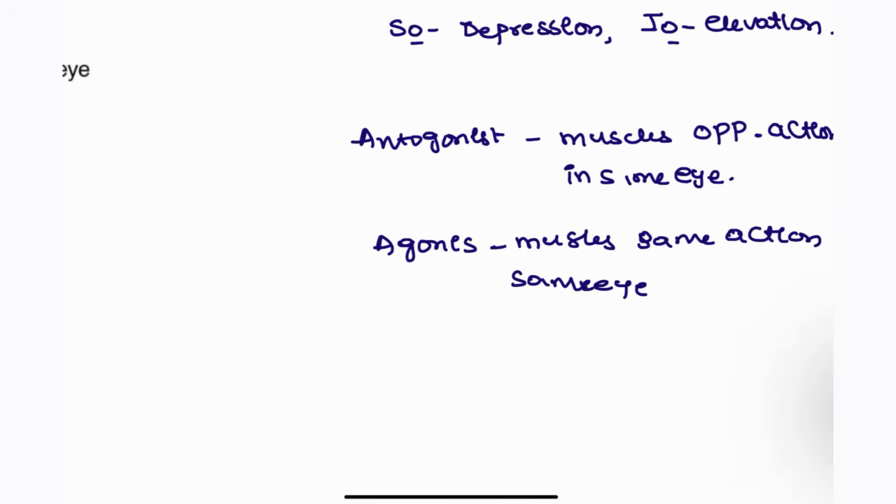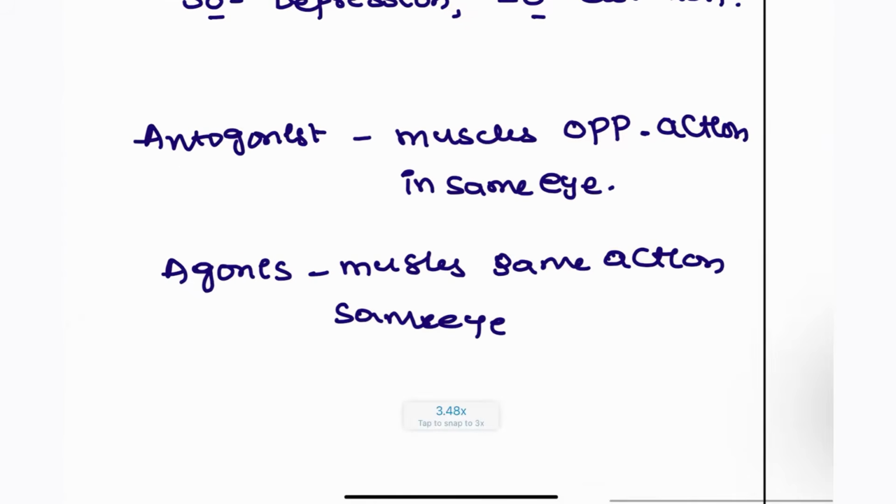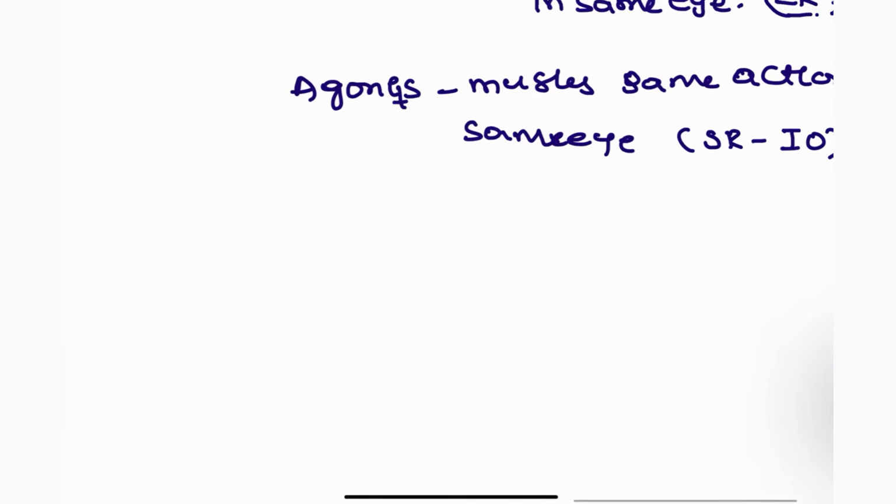So let's understand the examples. For example, antagonist muscles have opposite action in the same eye. For example, lateral rectus is abduction, medial rectus is adduction. Same eye, but different direction by these muscles. Next, here you can see muscles show the same action in the same eye. For example, superior rectus shows elevation and inferior oblique also shows the same action, elevation.